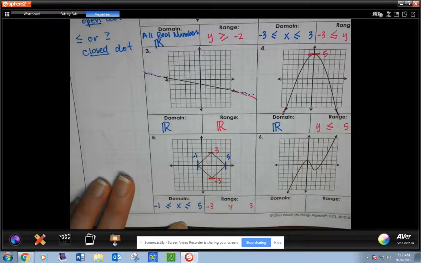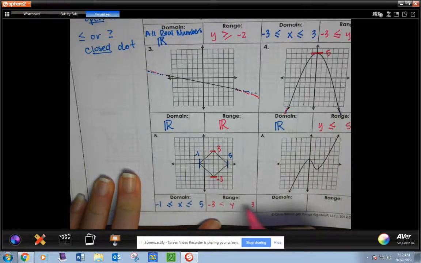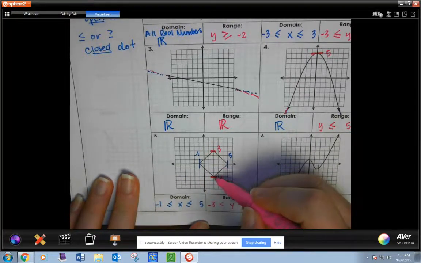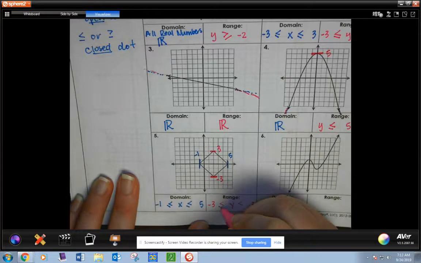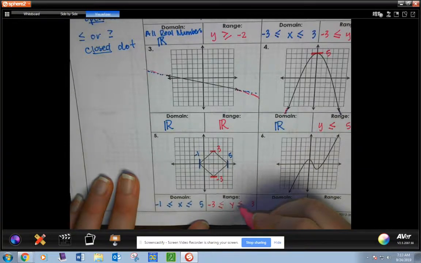I put y in the middle, always less than symbols. And then I ask, is my diamond touching the line I drew? Well, it is touching at -3, and it's also touching at +3.